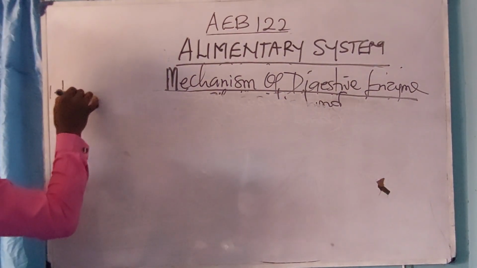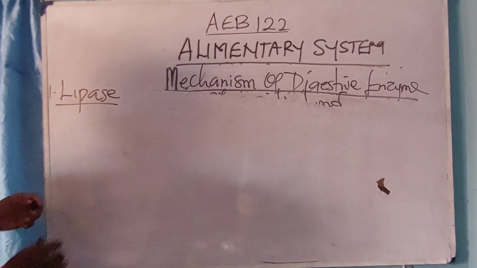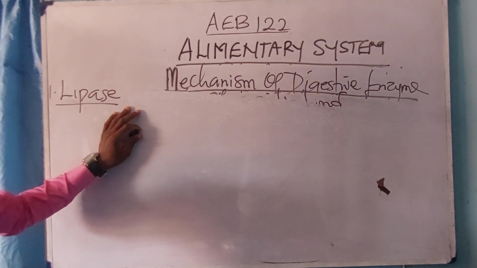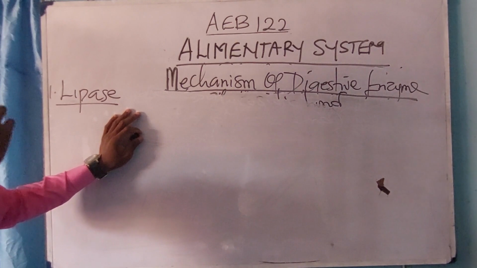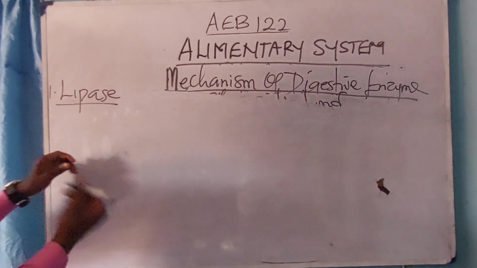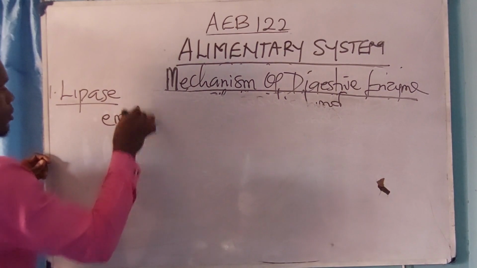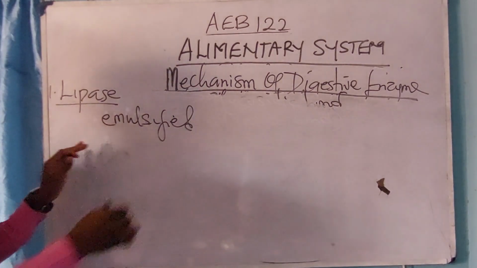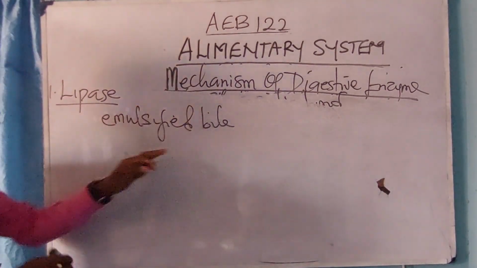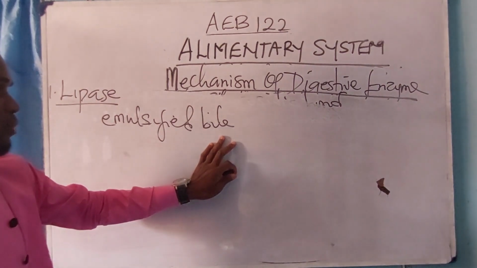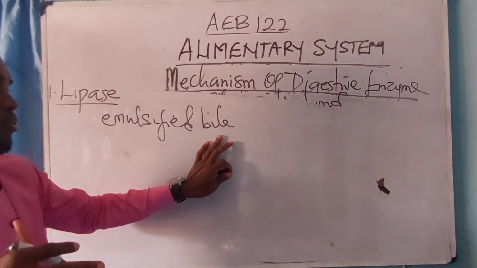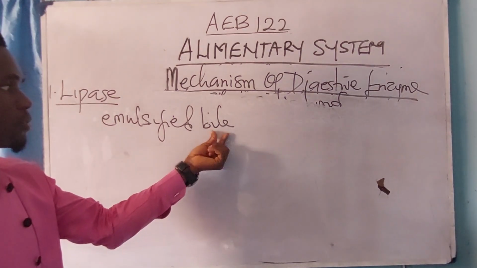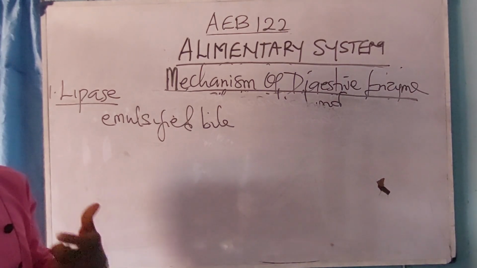As I said before, lipase is a fat and oil digestive enzyme, and the end products of fat and oil are fatty acid and glycerol. Now, fat is emulsified in the bile, which is produced by the liver. I told you also that cholecystokinin, CCK, stimulates the liver to produce bile. So this bile helps in the emulsification of fat.